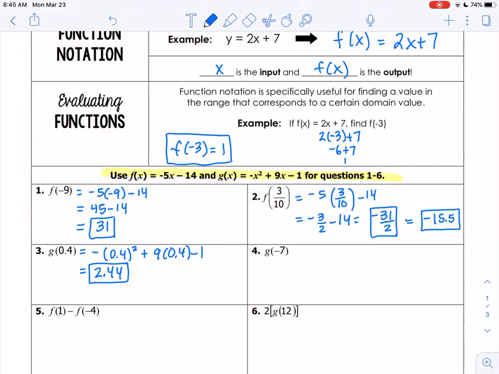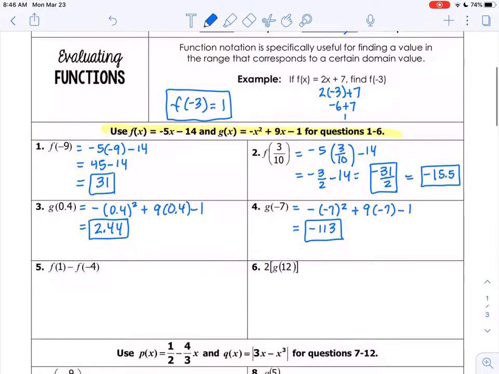Okay, on number 4, g of negative 7. So we're using the g function, so I'll plug in negative 7. Again, be very careful where you put these parentheses. The negative 7 has to be in parentheses on each one of these, because if not, it may make a difference in your answer. So you should get negative 113. I suggest you pause the video, plug it in your calculator yourself, making sure that you can get that value.